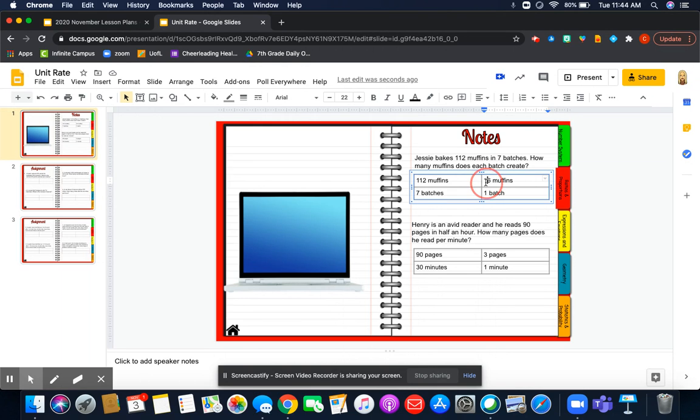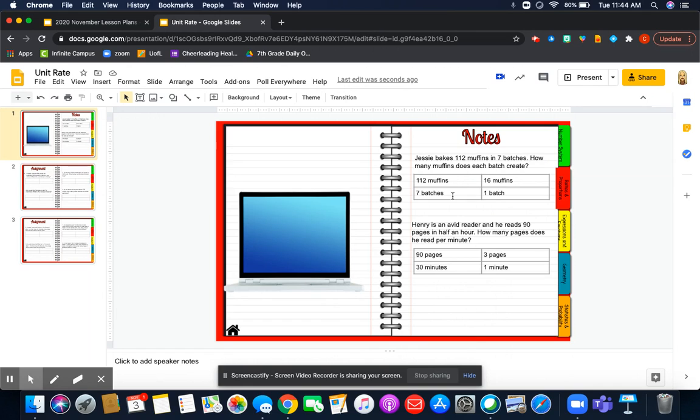You always want to figure out, okay, what is my answer first? How am I going to solve this? And then you want to find the rate and then figure out what we're doing, multiplying or dividing to make those equal. If you guys have questions, the Zoom link will still be open.